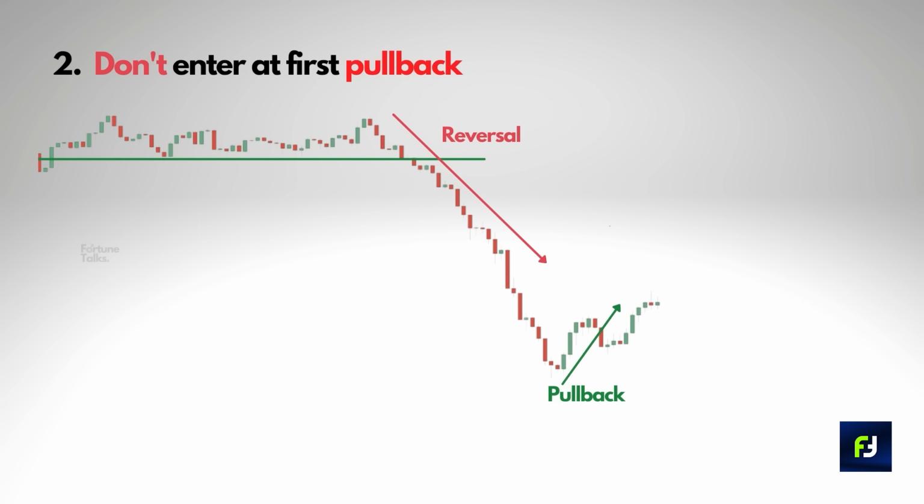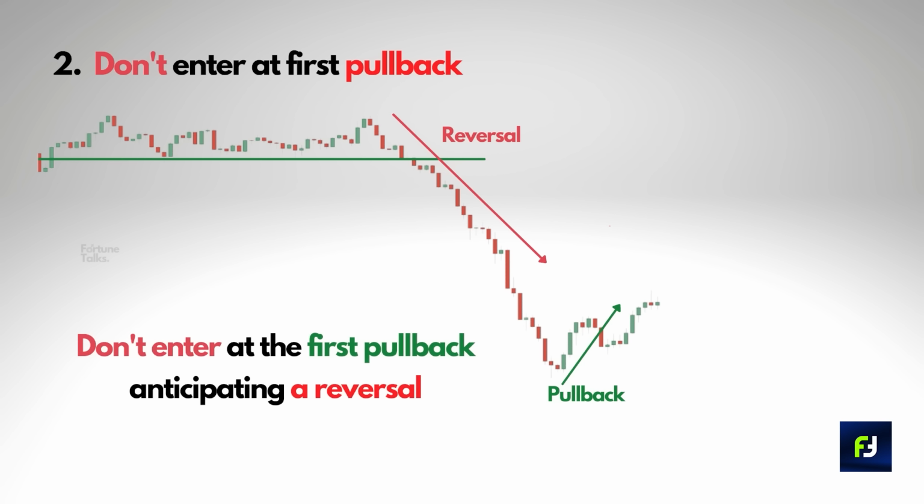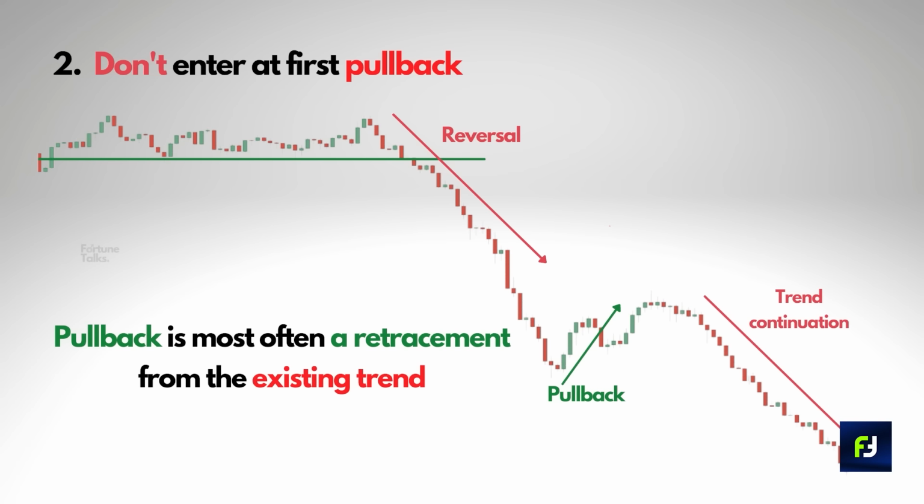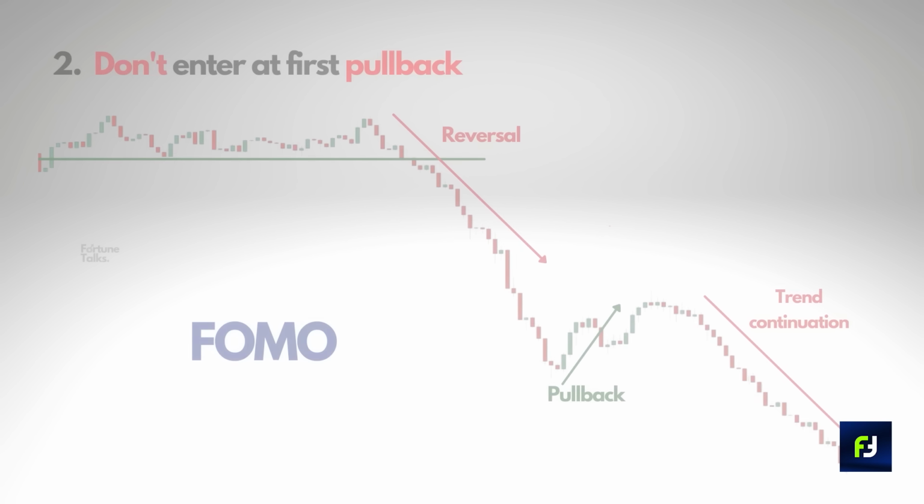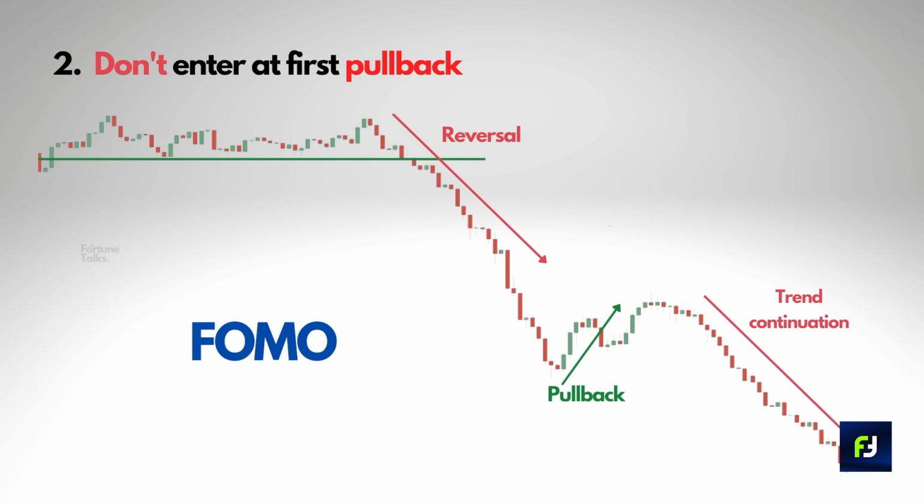The second mistake that traders make is entering the first pullback, anticipating that it will be a reversal. Now, this is a common mistake, that is attempting to trade the first pullback itself. This means that you go long when you see the market rally after a huge decline. But often this type of rally is only a retracement of the existing trend. And why do some traders always do this? This is simply because of the fear of missing out, or FOMO.